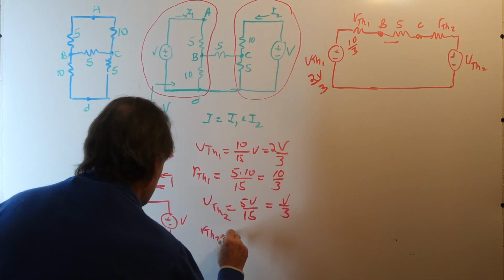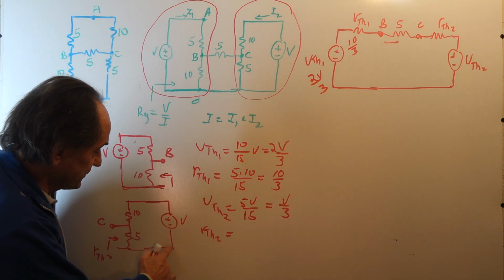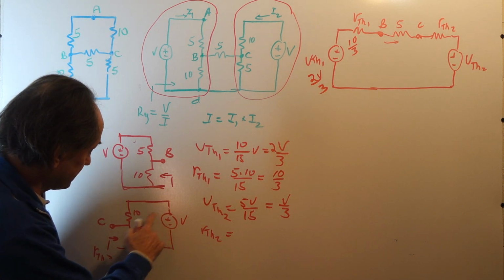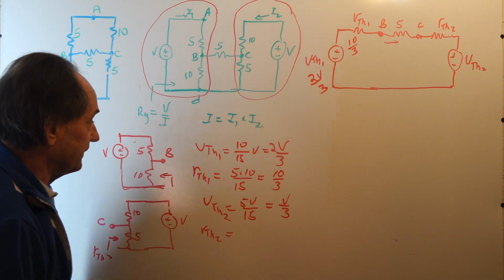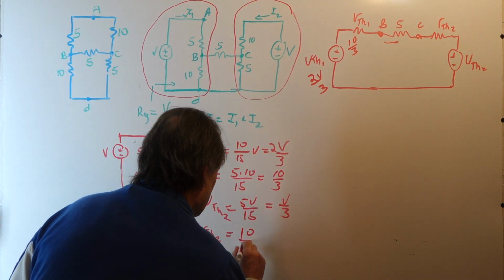RTH2 is what? It's a parallel combination. We kill the voltage source, replace it with a short, so then we have 5 ohms in parallel with 10 ohms, and that's the same as RTH1. So that's 10 over 3.